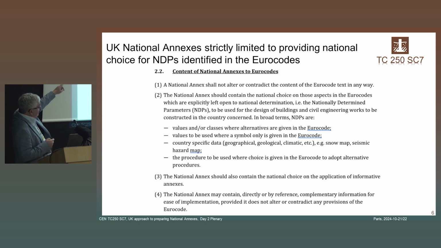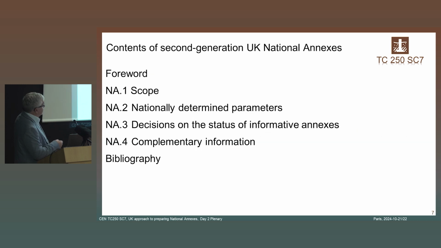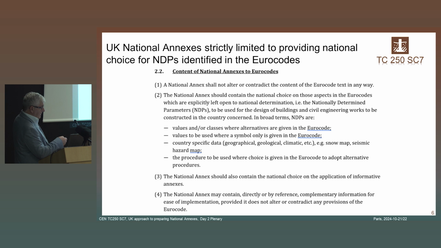So the things that we are going to provide in our national annex, if I go back, are the values and/or classes where alternatives are given in the Eurocode, the values to be used where a symbol only is given in the Eurocode, the country-specific data, geographical, geological, climatic, etc., and procedure to be used where choice is given in the Eurocode. So very much we're looking in the Eurocode for the hints of what we should be providing.